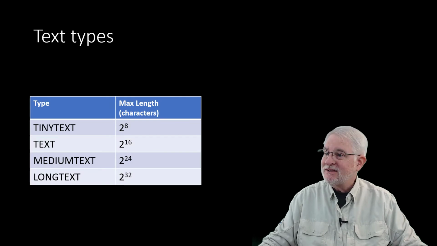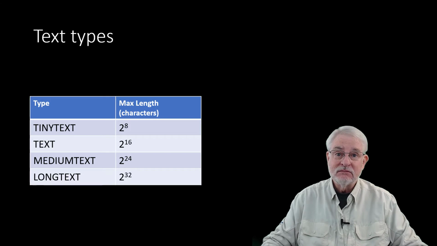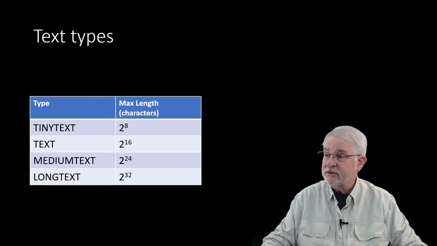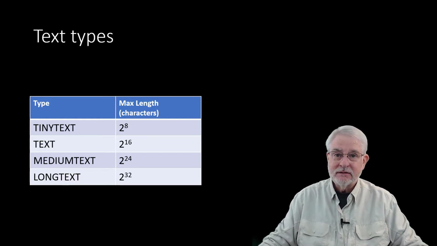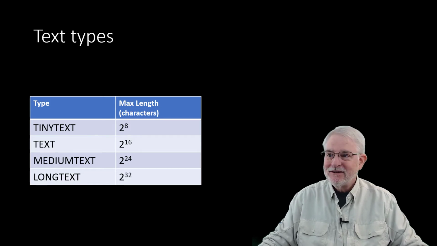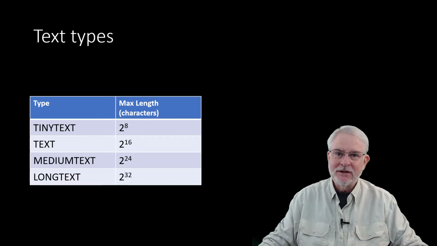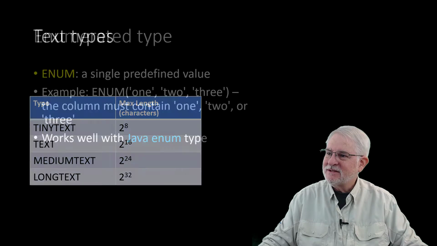More text types. There is a tiny text, which just stores up to 256 characters. Text stores up to 65,000 some odd characters. Medium text is bigger, and long text is humongous. So that would contain like political speeches and maybe things. And now I'll just stop it there.